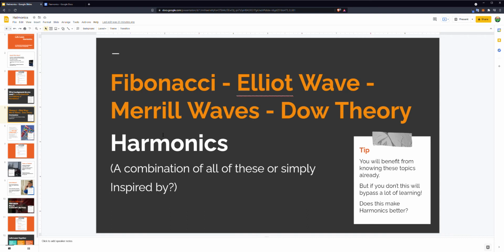Especially the less early on the Elliott wave giant shoulder, but more on the other three. Yep. Well, you can benefit an awful lot by knowing about these topics already, which is true. If you don't, then that's cool, because in a sense, learning about harmonics bypasses a lot of that.